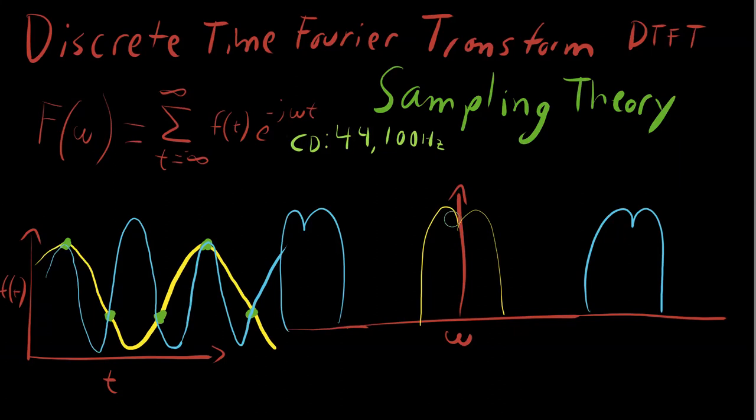Your MP3 files are similarly sampled at something like this. Sometimes they'll be at 44,000, CD. They call that CD quality. Otherwise, they'll be sampled at 22,000, or sometimes they'll go even crazy, like 96,000. Really high-end audio equipment can sample at 96,000 hertz.